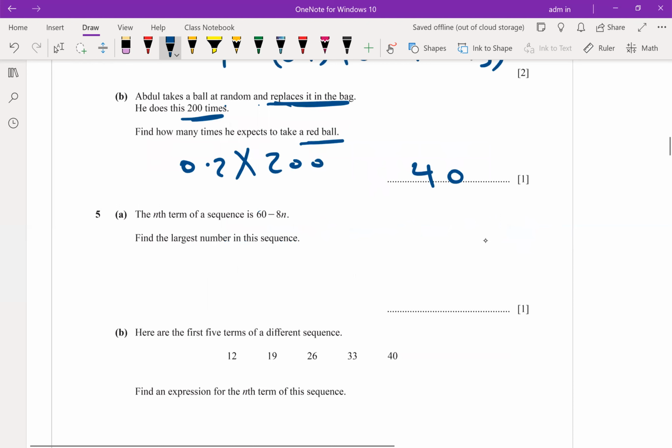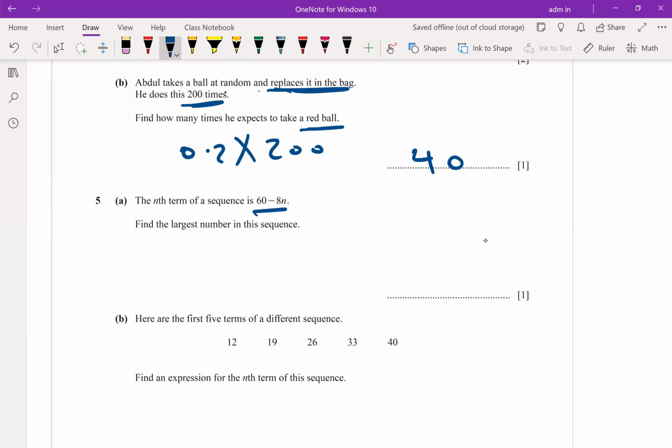The nth term of the sequence. This kind of sequence is called an arithmetic sequence if it is a first degree expression. So a linear expression will be an arithmetic sequence. How can I find the first term? For the first term, substitute n with 1. So the answer will be what? 52.